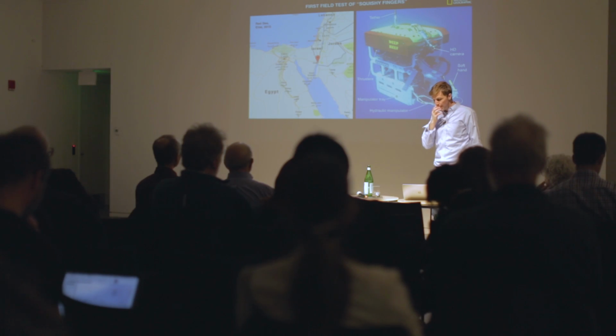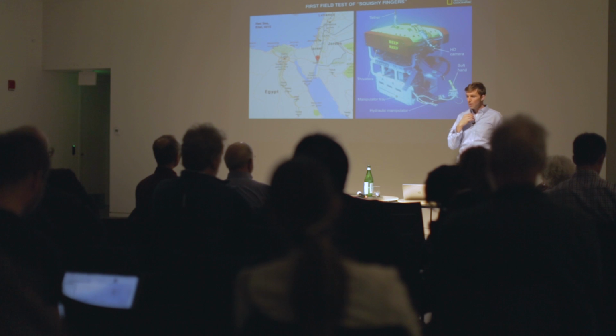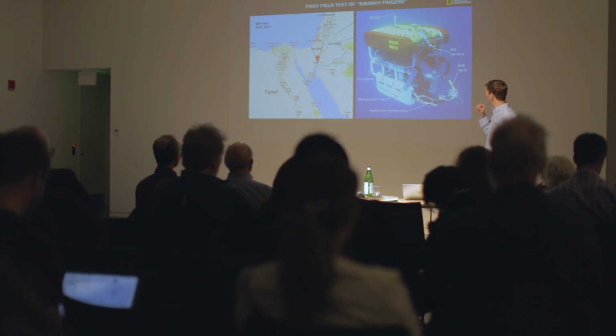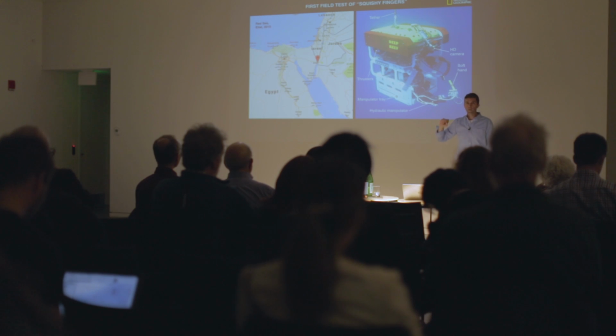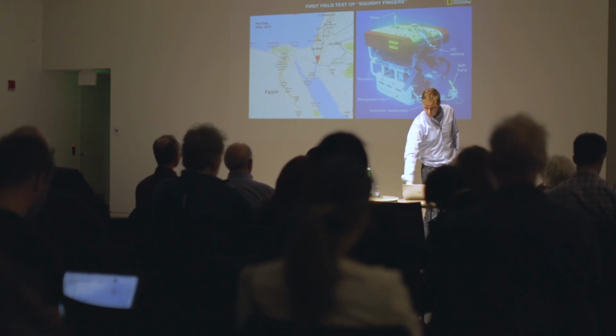And so we convinced the National Geographic Society to send us on an expedition. In this case, it was over to the Red Sea. It was with our collaborator who had this remotely operated vehicle where we basically cut the hand off of the arm that was on it and put our soft hand on it. And so this was the first example.